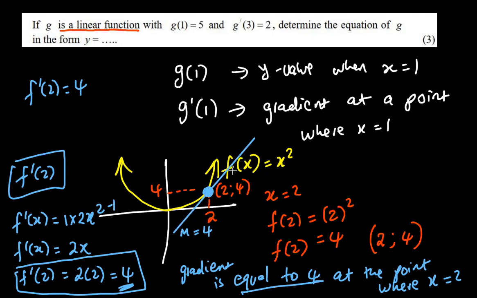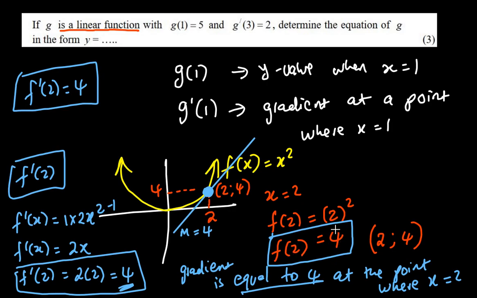Which makes sense because this line here is increasing. Okay, so please, good people, I was trying to emphasize the difference between this thing here and this thing. This means the y value is 4. This is the y value. It's 4 when x is 2. While this means here the gradient is 4. Okay, the gradient is 4 at x is equal to 2, at this point where x is equal to 2.